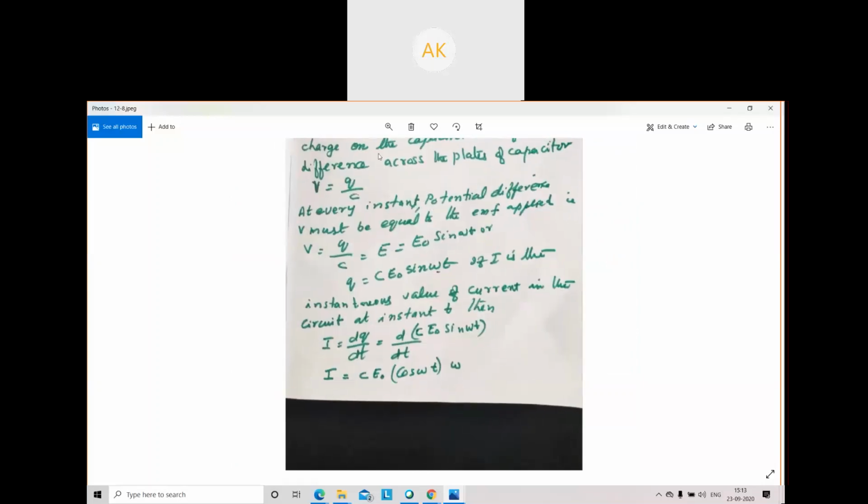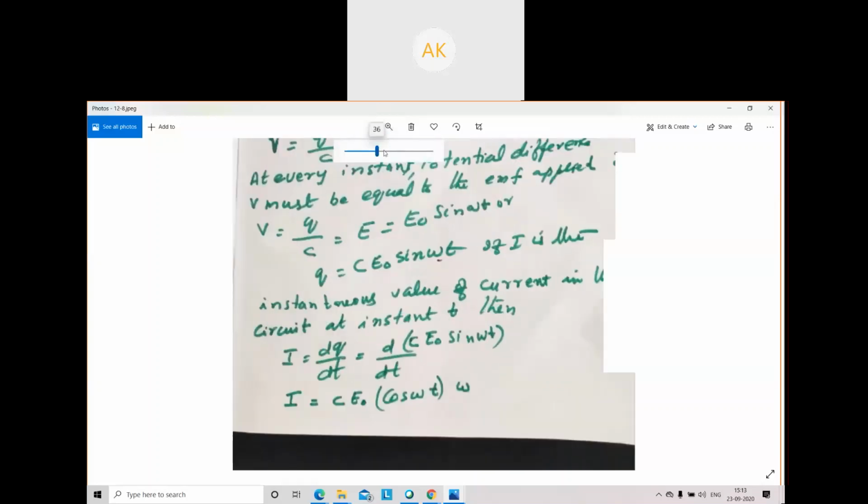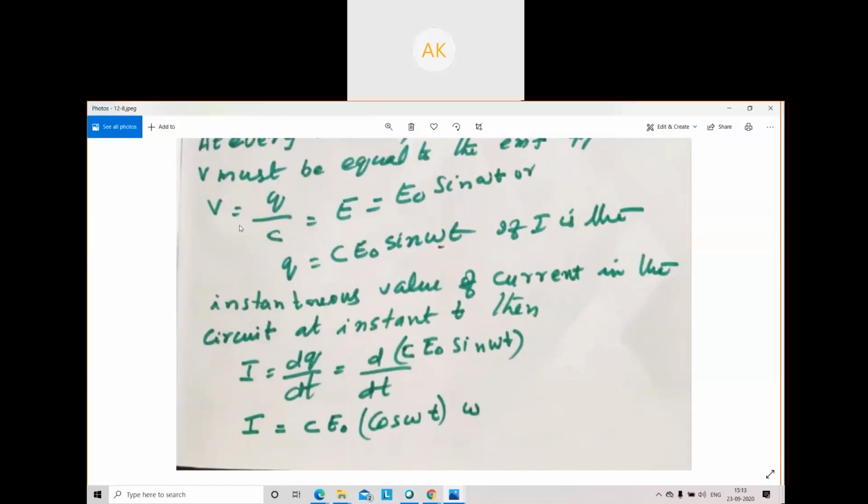Then from that we take Q, then dq by dt we find. Then we get the current. Like that we are proceeding. So first we take the equation V equal to Q by C, which is equal to E, that is equal to E0 sin omega t. Then Q you have to find from it. What is our purpose? To find the current, and we have to find out whether there is any phase difference between current and voltage.